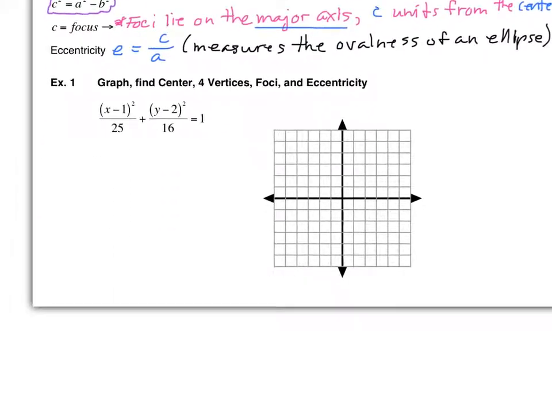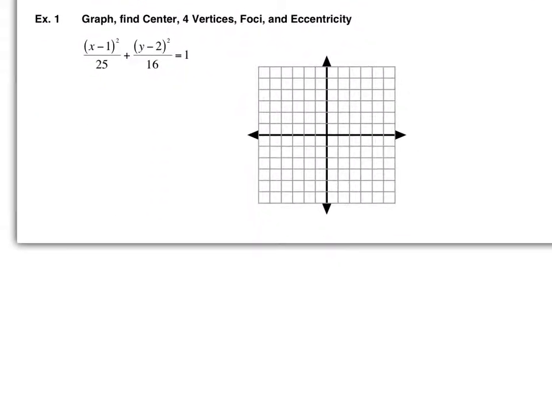All right, so let's look at example 1. We're going to find the center, the 4 vertices, the foci, and the eccentricity. So the first thing that we should note is what? The center. Even before the center, where a squared is. So which one is a squared, the 25 or the 16? The 25. And since the 25 is below the x, and x goes in this direction, what is the direction of our major axis?